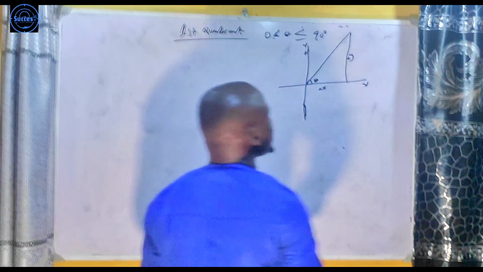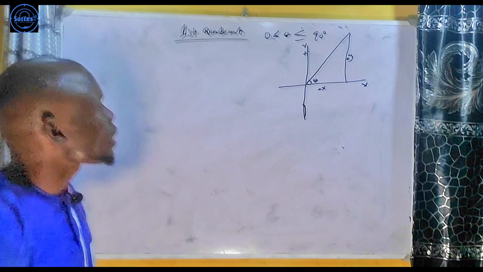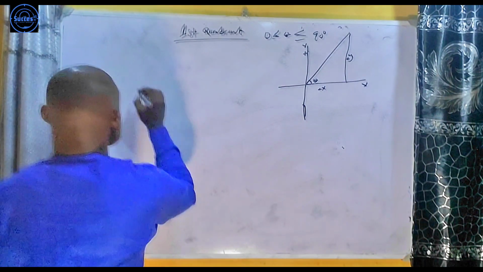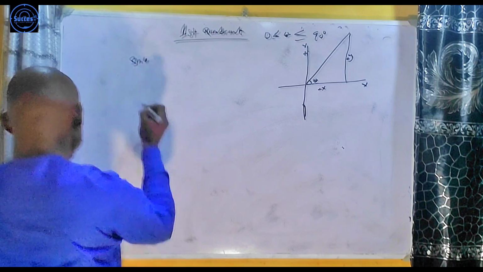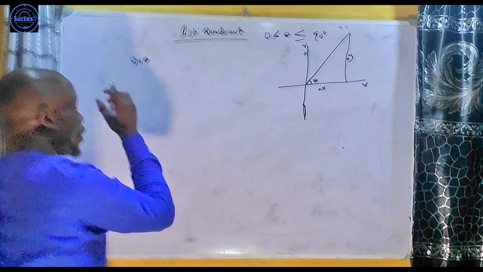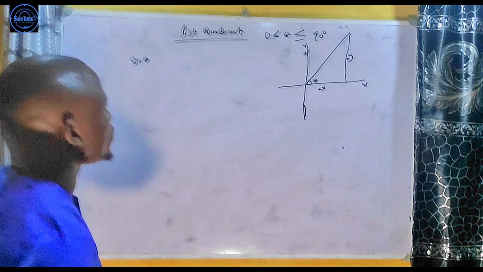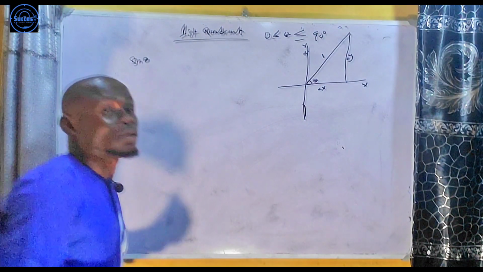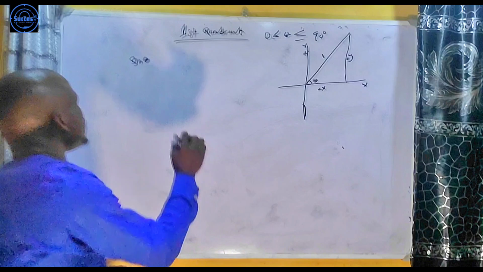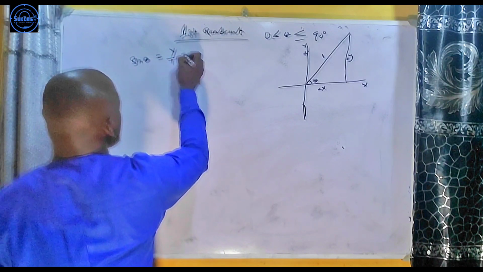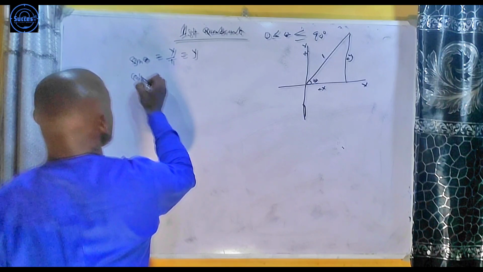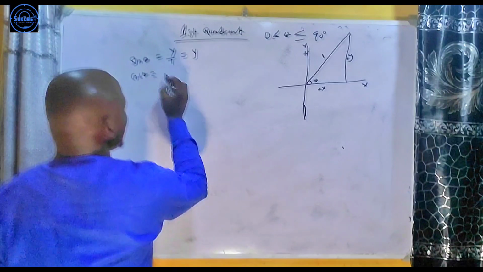And here will be our theta. So now from here we can find sine theta. From our knowledge, sine theta is opposite over hypotenuse. Sine theta will be y over the hypotenuse, which is 1. It will be equal to y over 1, which is the same thing as y.